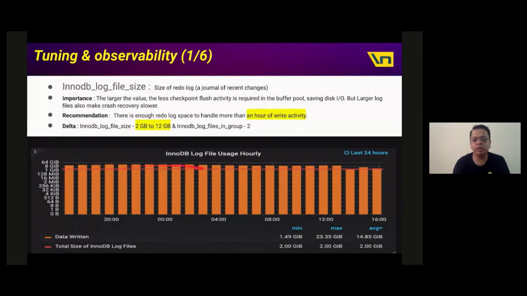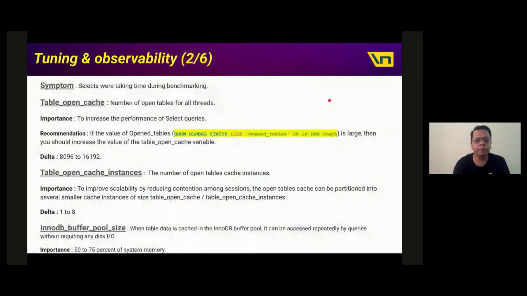Hence, in our case, using this graph, we visualized that if we change this value from 2 GB to 12 GB, there is a variable called innodb_log_files_in_group, which if you set as 2, means it will maintain 2 files of 12 GB each. 2 is the default value, so overall it will take 24 GB. Now the flush activity will happen only once an hour, so you will save on disk time. That is one of the learnings we had during the benchmarking.